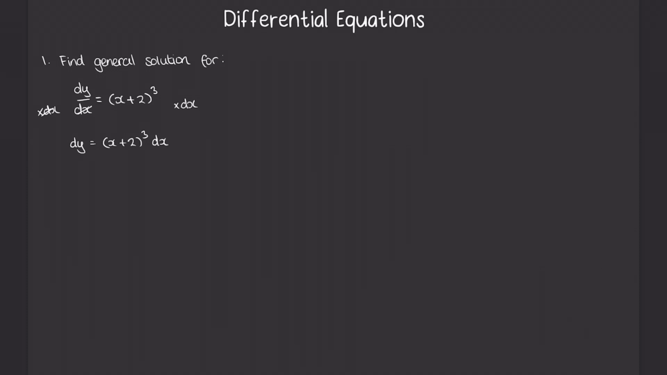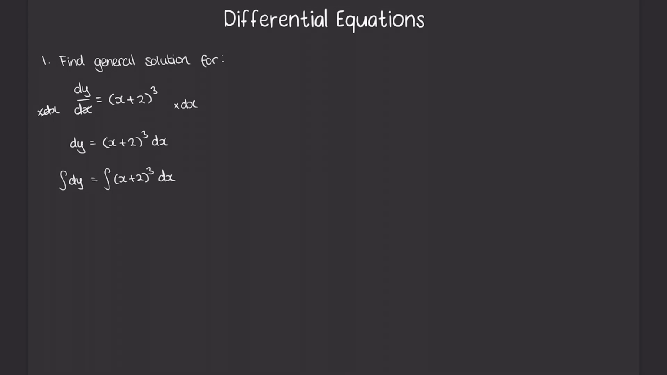So this is looking more like an integral equation. In order to integrate, we just need to put the integration symbol on both sides, and we don't have any limits, so it'll just be an indefinite integral. So you just do the integral of dy, which is just y, and then you have equals the integral of (x plus 2) all cubed with respect to x.